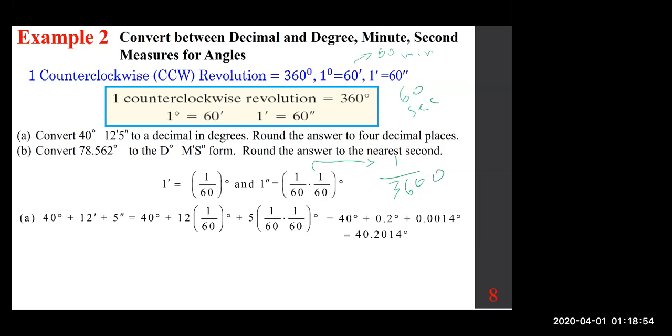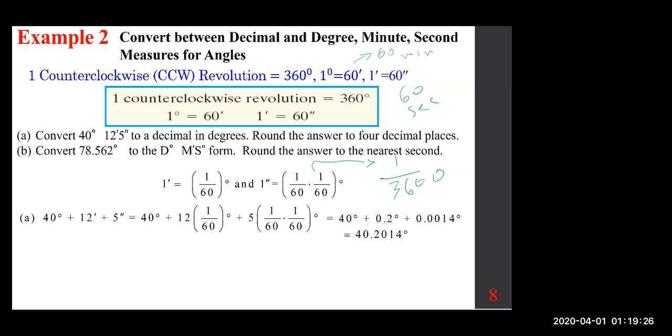Vice versa. Now we want to convert 78.562 degrees into degrees, minutes, and seconds, in which case 78 degrees remains unchanged. It is 0.562 that needs to be changed. Okay, so here's what we do.